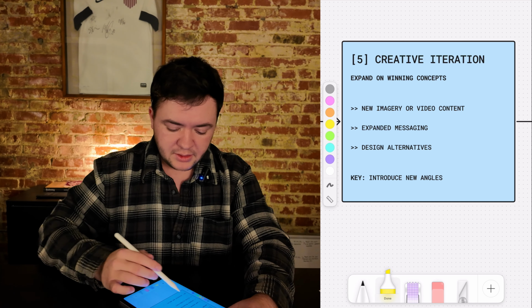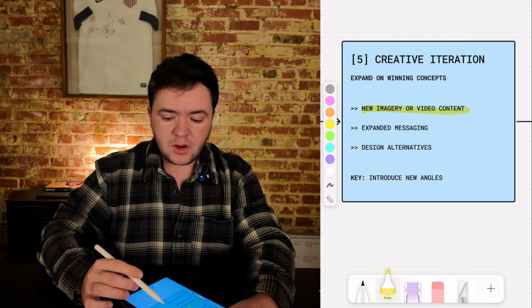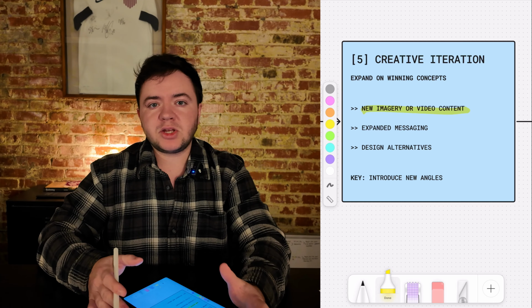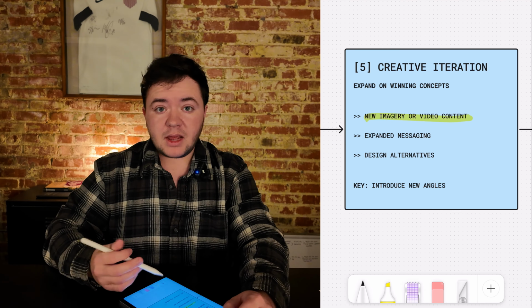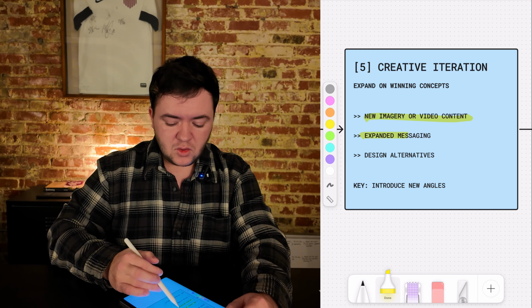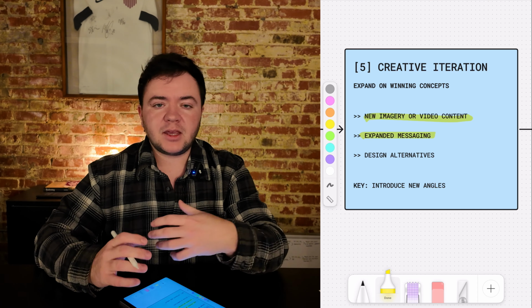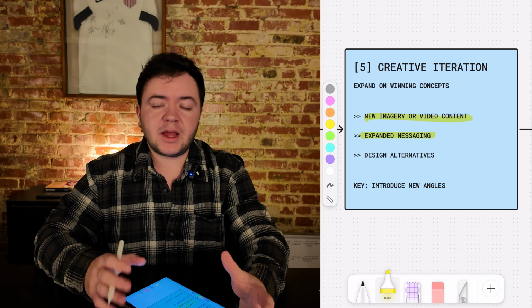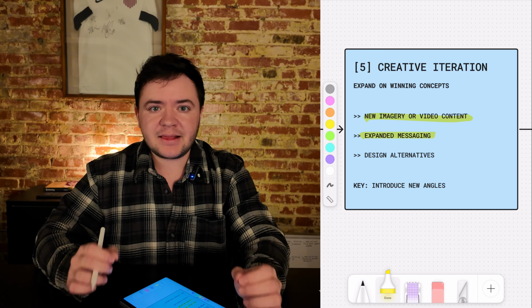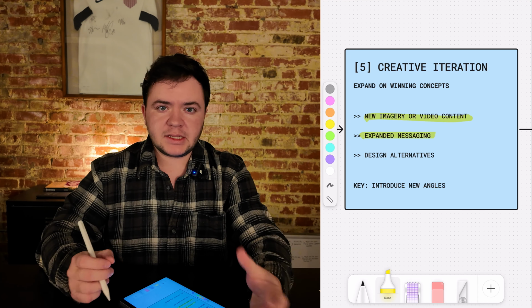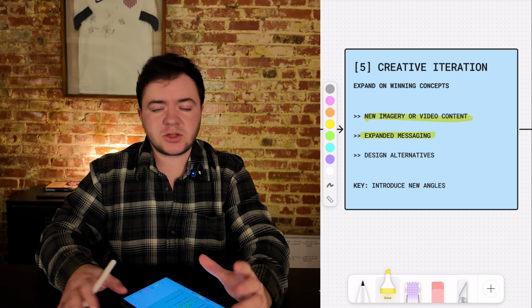This is where you can pull in new imagery or video content. So this is asking yourself, how can you have a different visual approach to the same concept? Next, you consider expanding or strengthening your messaging. Can you come up with longer or shorter variants of successful copy? Try out different headlines while maintaining that core concept, and then try pulling in some additional value propositions or benefits.